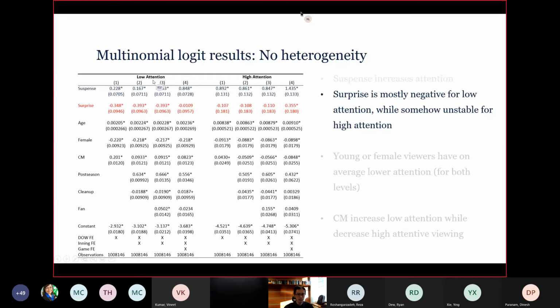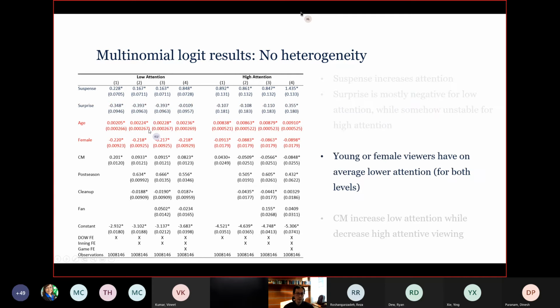In terms of surprise, it's kind of unstable. For the low attention, y is equal to 1, or viewing, surprise is sometimes negative, but when we have a game fixed effect, it's insignificant. In terms of high attention, it's not statistically significant, but once you put in the game fixed effect, it becomes positive and statistically significant. So I'd say the surprise effect is unstable across specifications. In terms of demographics, age is always positive and statistically significant. So older people are more likely to pay attention for both levels of attention. And women in general have low attention for both levels.